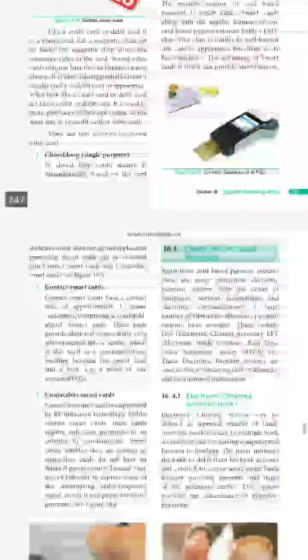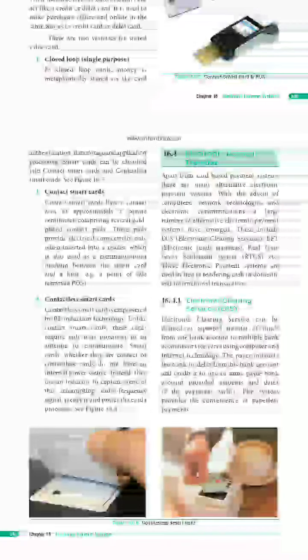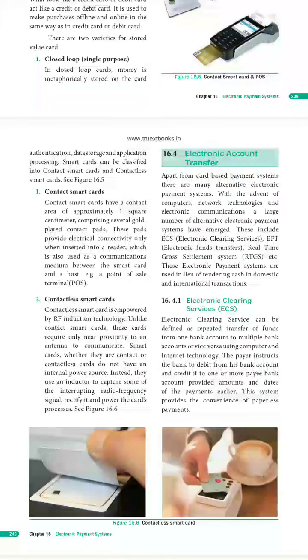So this is the smart card, and there are contact and contactless cards. With a contact smart card, in some way you have to swipe the card with the machine. Contactless smart card means you can just wave the card above the machine, or any reader available there. So these are contactless cards.